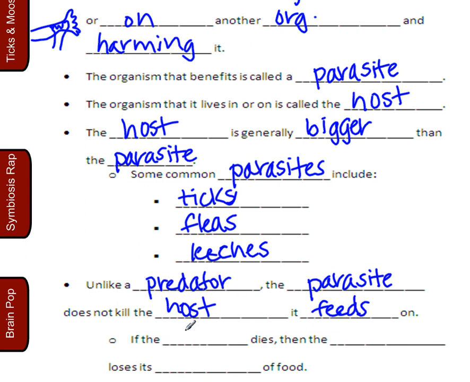Okay, because if the host dies, then the parasite loses its source of food. So that would be a pretty bad decision for the parasite if it tried to kill its host.